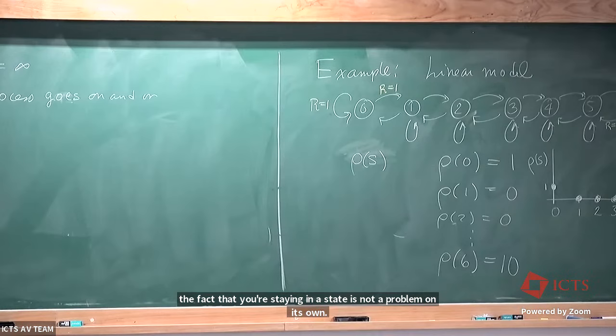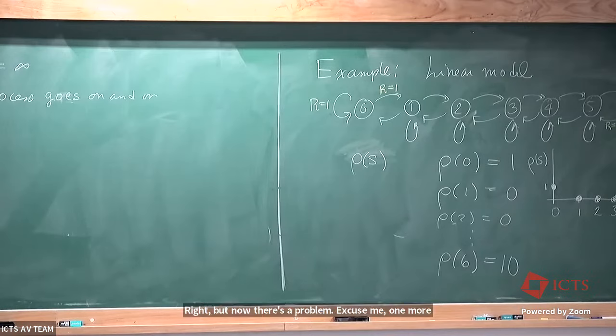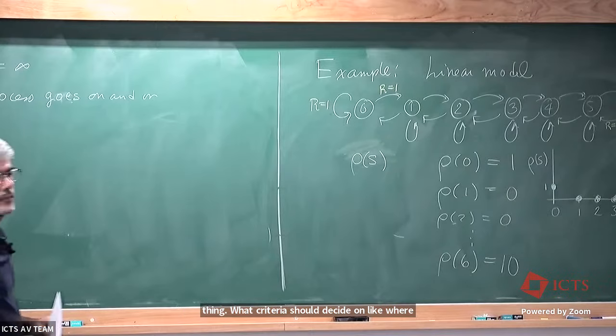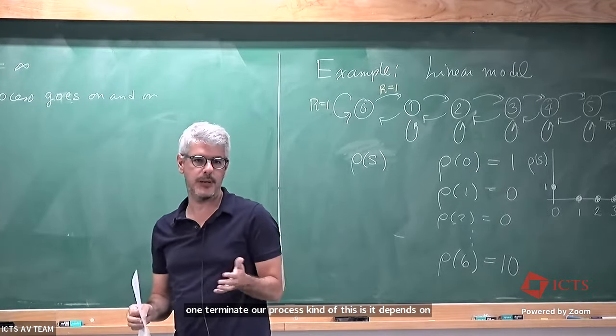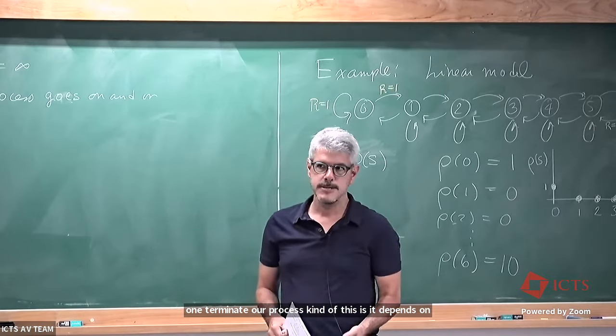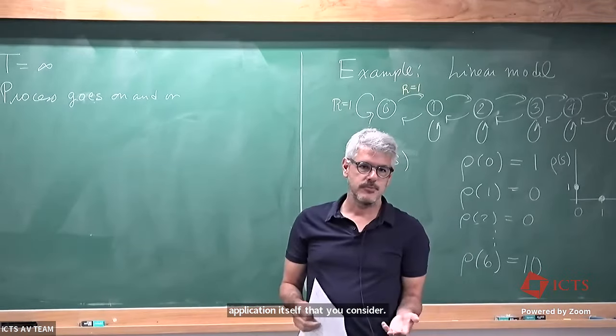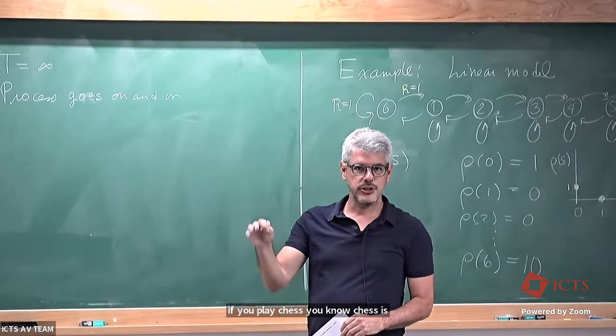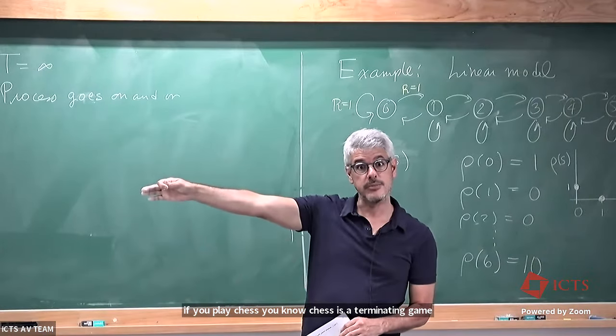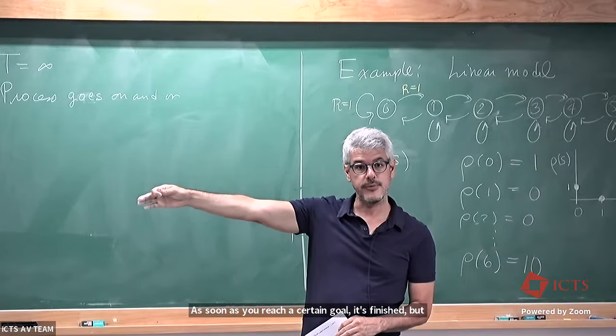Excuse me, one more thing. What criteria should decide where one should terminate a process? It depends on the application. It's totally up to you or the application itself that you consider. If you play chess, chess is a terminating game, right? As soon as you reach a certain goal, it's finished, but it's a random time for terminating. It's not a fixed time for terminating.